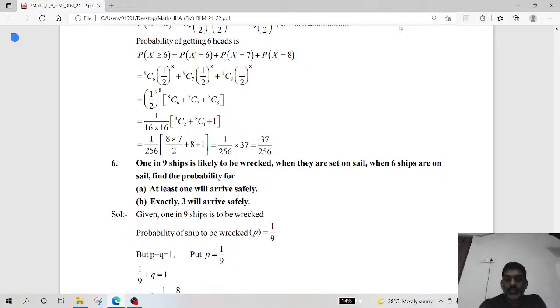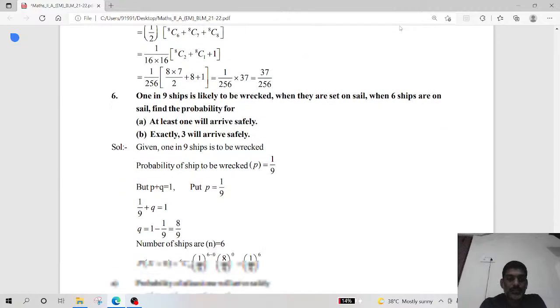And the next question: once in 9 ships is likely to be wrecked when they are set on sail. When 6 ships are on sail, find the probability that at least 1 will arrive safely, and that exactly 3 will arrive safely. Given 1 in 9 ships to be wrecked, the probability of a ship to be wrecked is 1 over 9. But p plus q is equal to 1, p is 1 over 9, then q is equal to 8 over 9. P and q values we got.